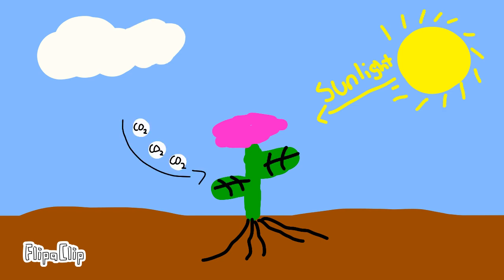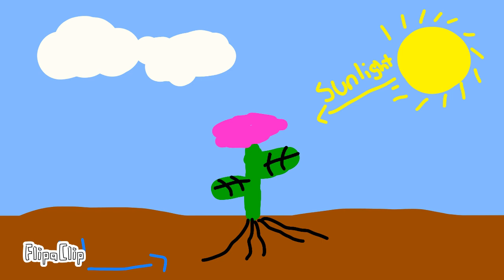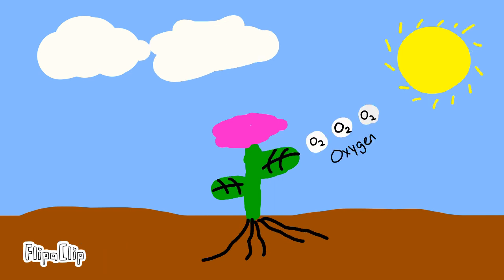Carbon dioxide enters the plant from the atmosphere and goes into the stomata. Then water enters through the roots and is distributed. Finally, oxygen is produced and released into the atmosphere.